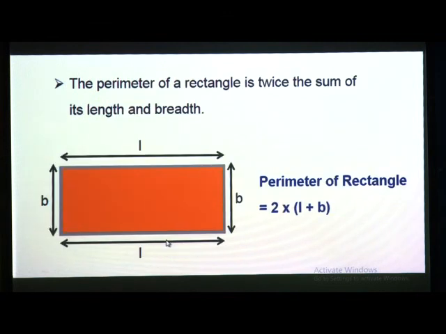The perimeter of a rectangle is twice the sum of its length and breadth. You can see the opposite sides of the rectangle are equal. So two sides we have the length, and here we have the breadth. So the perimeter of the rectangle is given by the formula 2 into (L plus B), that is 2 into length plus breadth, 2 length, 2 breadth. So the formula is 2(L + B).